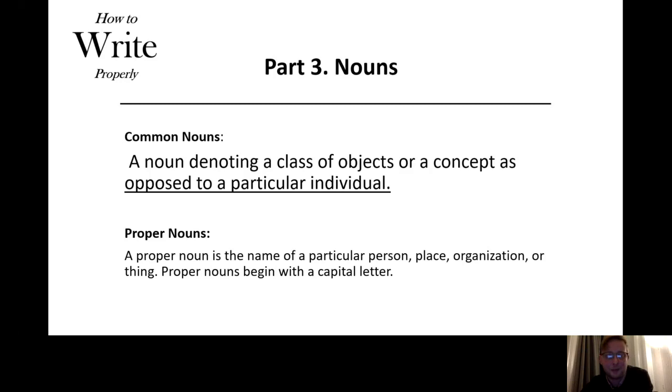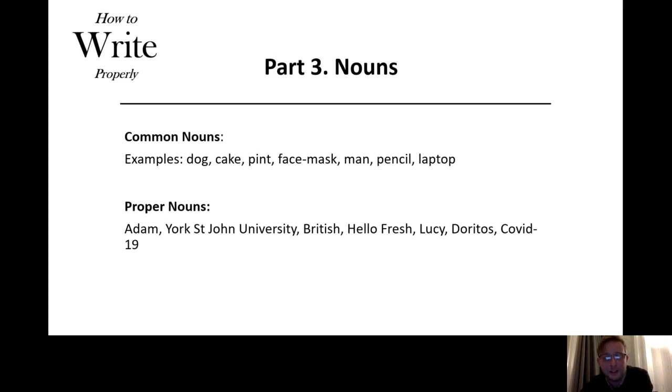Proper nouns begin with a capital letter. Now, that's crucial. So common nouns don't have capital letters. That's just stuff. But if you're naming a specific person or place or thing, it's a proper noun, then it does have a capital letter. That's why you'd put a capital letter at the start of my name. So some examples here. Examples of common nouns: dog, nondescript dog, that's just the idea of a dog, or an individual dog, but not one that's been named. Cake, that's just a noun. Pint, face mask, man, pencil, laptop, just stuff. But all of that different types of stuff, they're all different types of nouns.